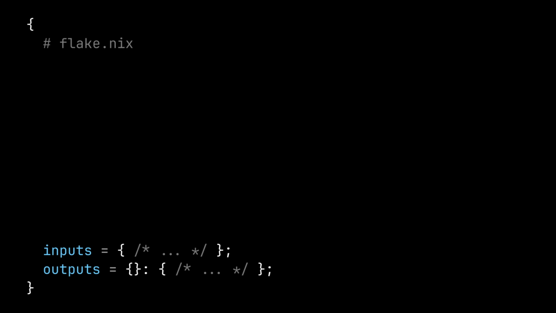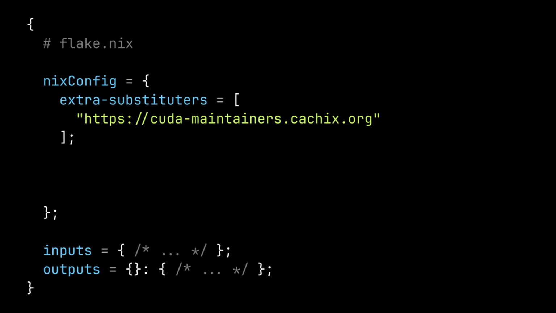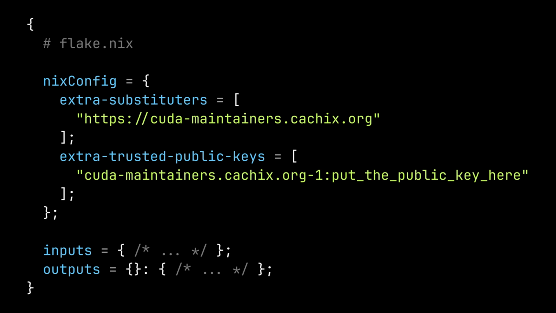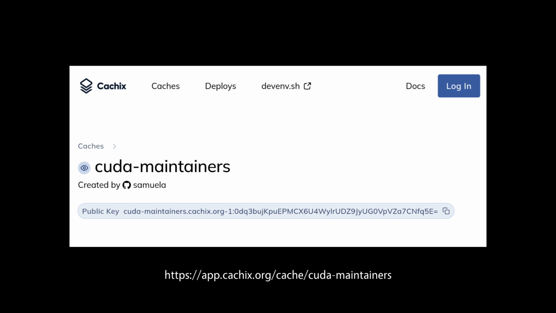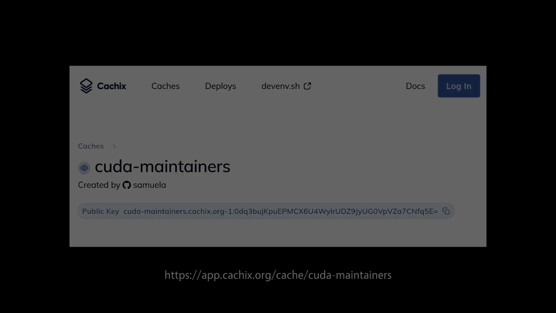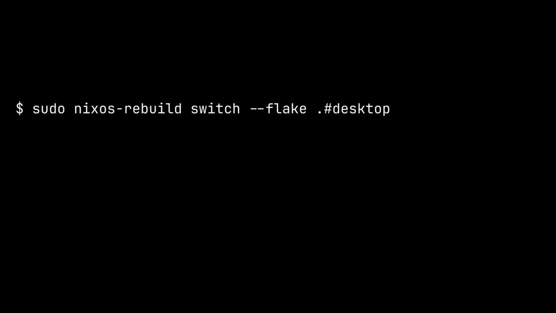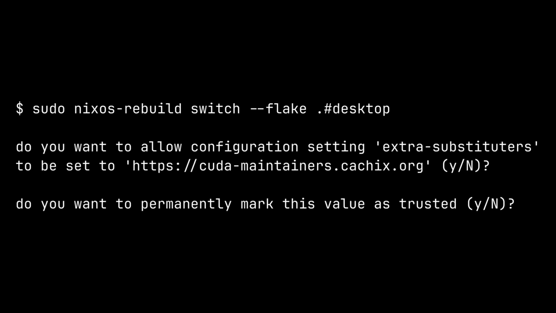In your flake.nix file, add the binary cache URL to nixConfig.extra-substituters, and also add the binary cache public key to extra-trusted-public-keys. I recommend visiting the official page to get the public key. Now, when you run the nixos-rebuild command again, you will be prompted with two questions.